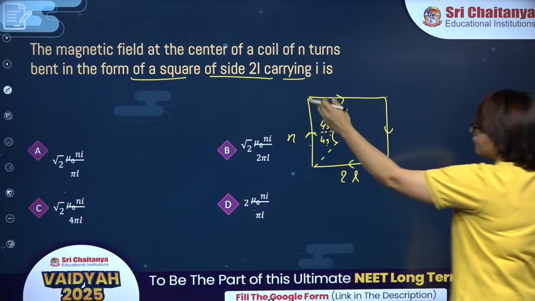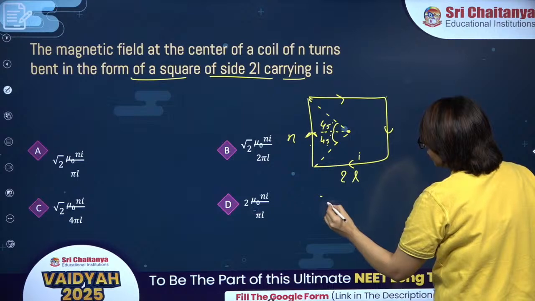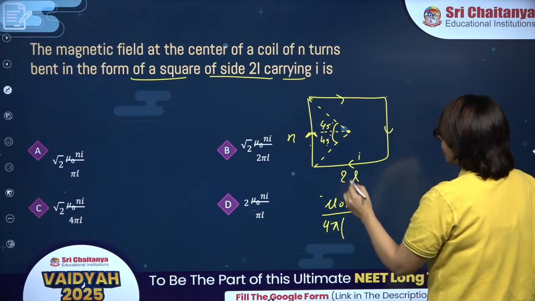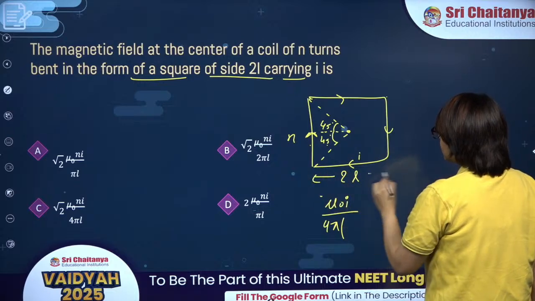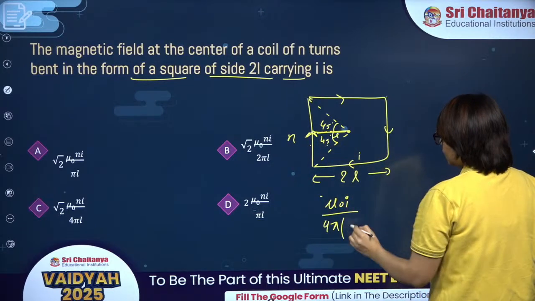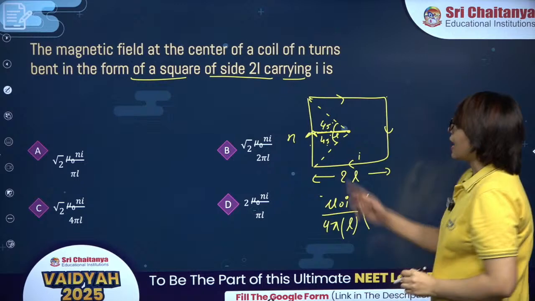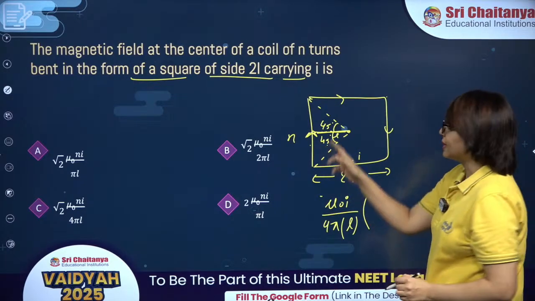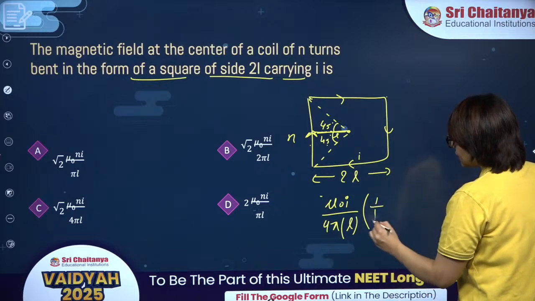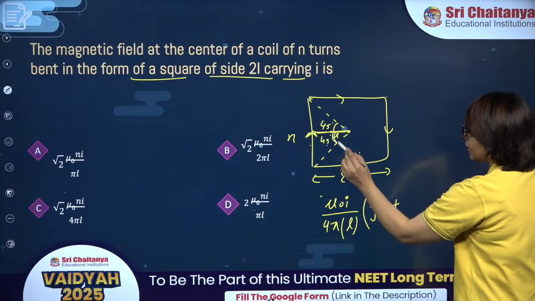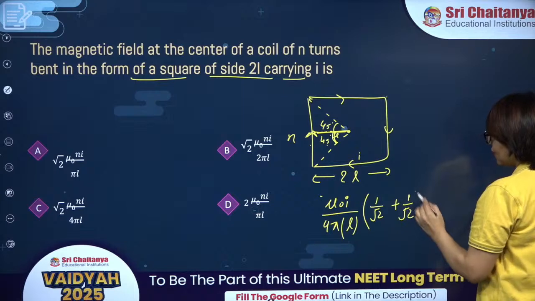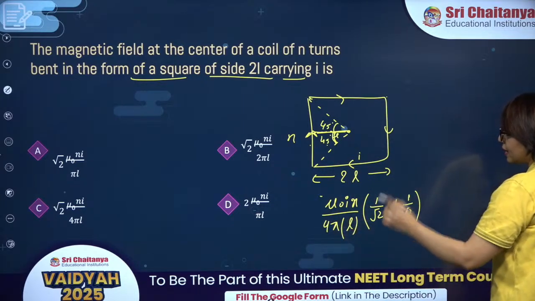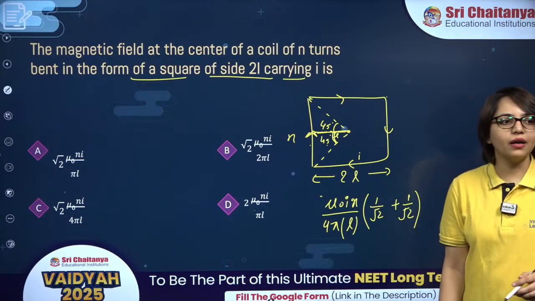So what is the magnetic field due to a finite current carrying conductor? It is mu naught I divided by 4 pi R. So total this length is 2L, so half of this length will be L. So R is equal to L into sine phi 1 plus sine phi 2. Over here, sine phi 1 is sine 45 degree, which is 1 by root 2, plus sine phi 2 is sine 45 degree, which is 1 by root 2. And we have n turns, so it will be mu naught Ni divided by 4 pi L into 1 by root 2 plus 1 by root 2.